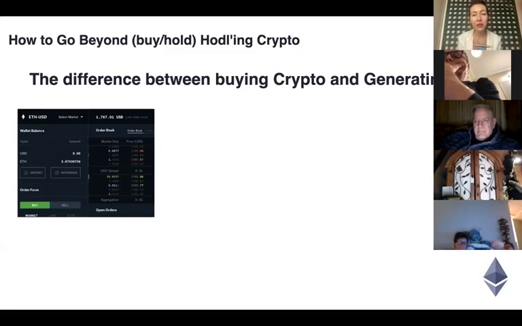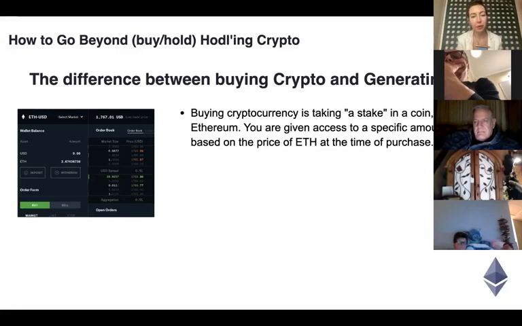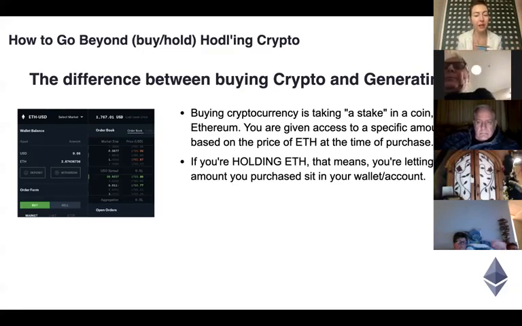But what I'm going to get into is actually generating Ethereum, not always having to buy it and then sell it for profit. When you buy cryptocurrencies, taking a stake in a coin like Ethereum or Bitcoin, you're given access to a specific amount based on the price of ETH at the time of purchase. So if you're hodling ETH, it means you're letting the amount you've purchased sit in your account, okay?